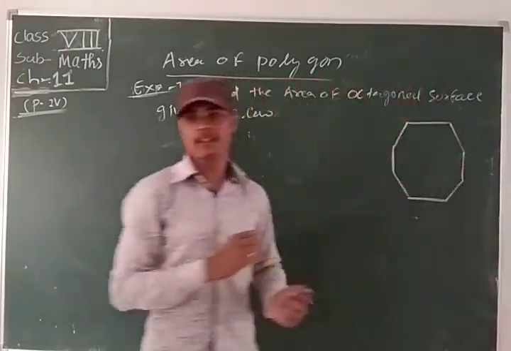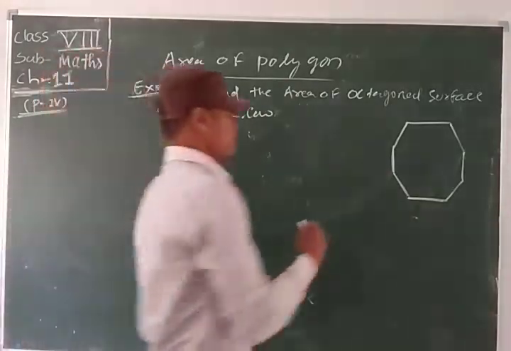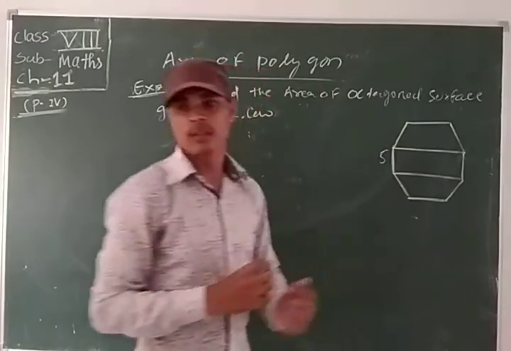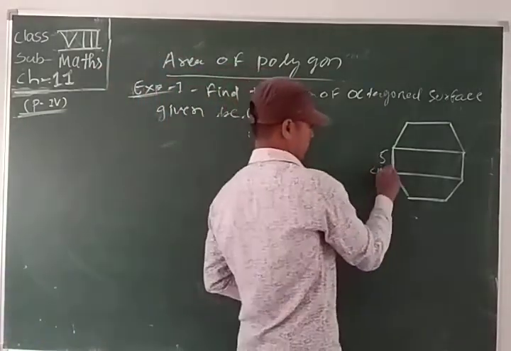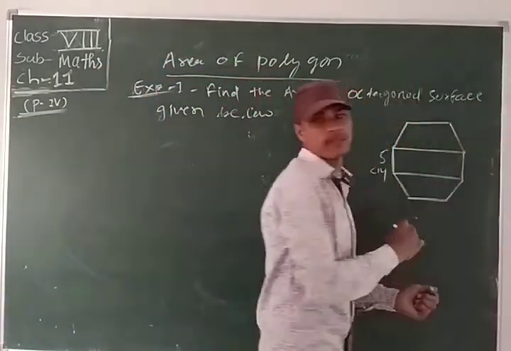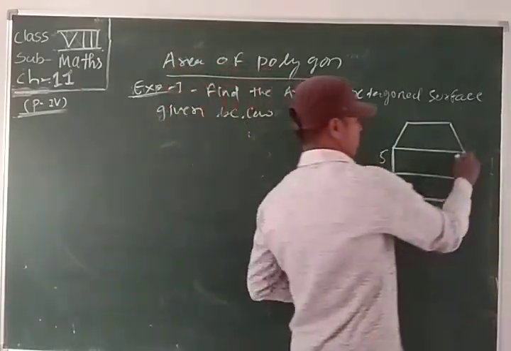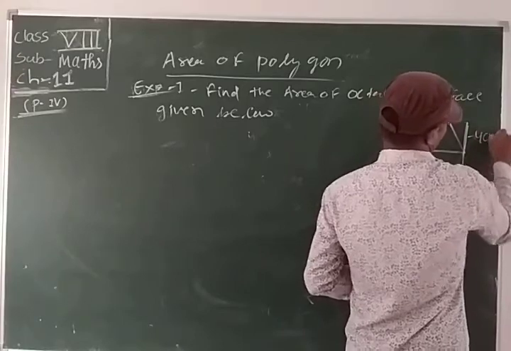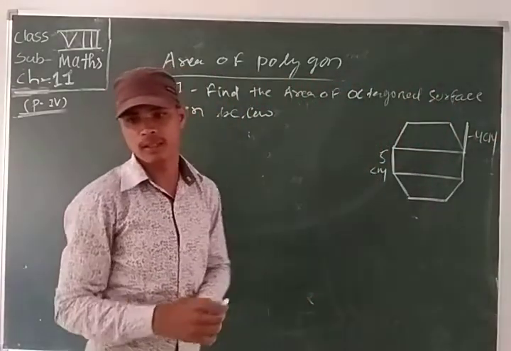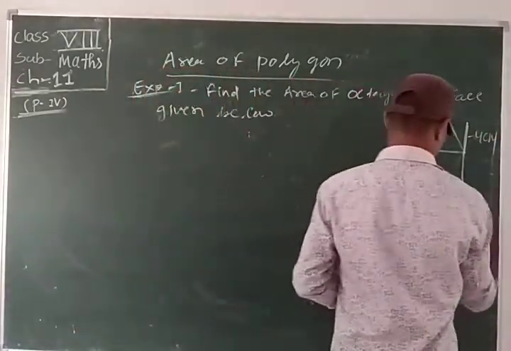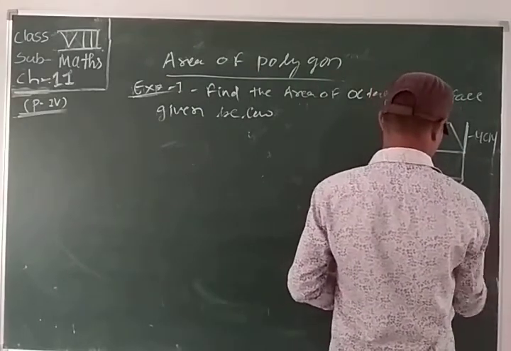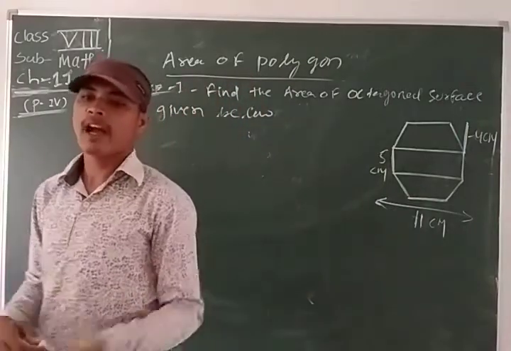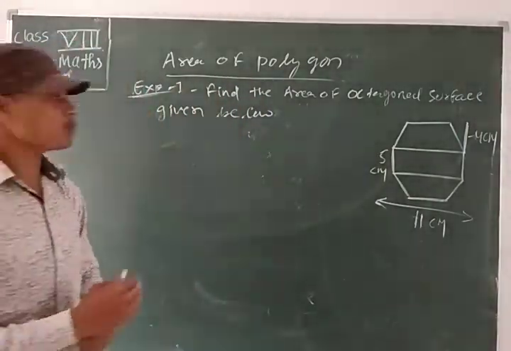An octagon is given, as shown here. Draw the figure. Here the sides are 5 cm, 5 cm. Upper surface means what? Above is 4 cm. 4 cm in the figure, and the base is 11 cm. The measures are given, and how can you find the area?